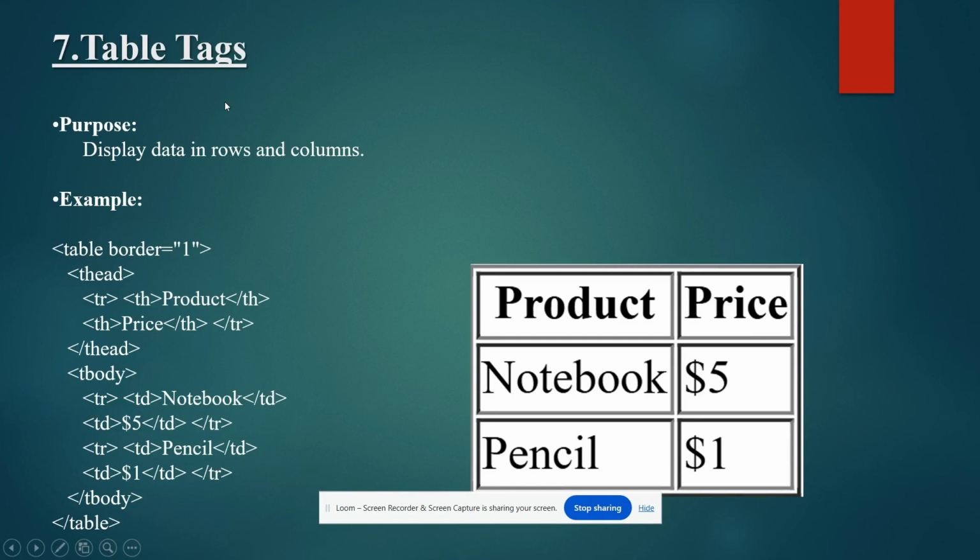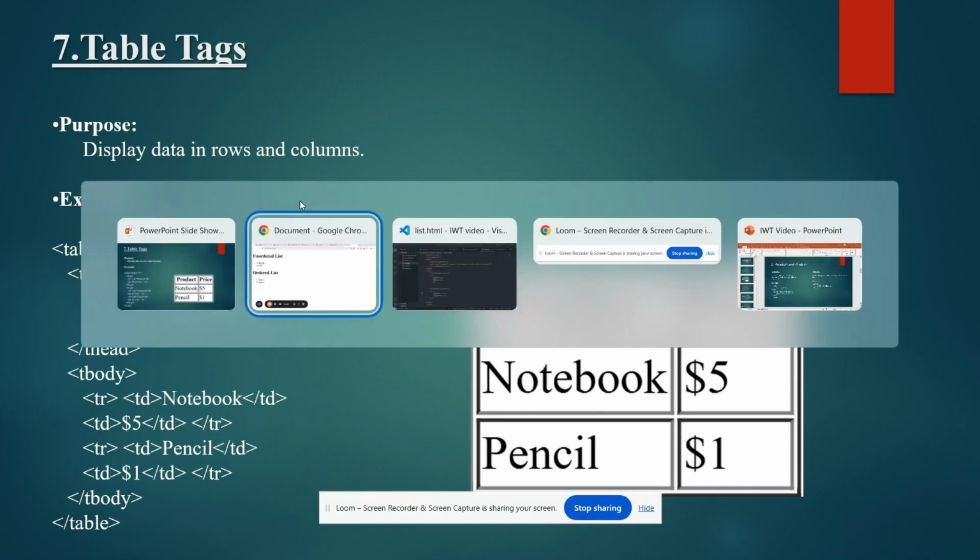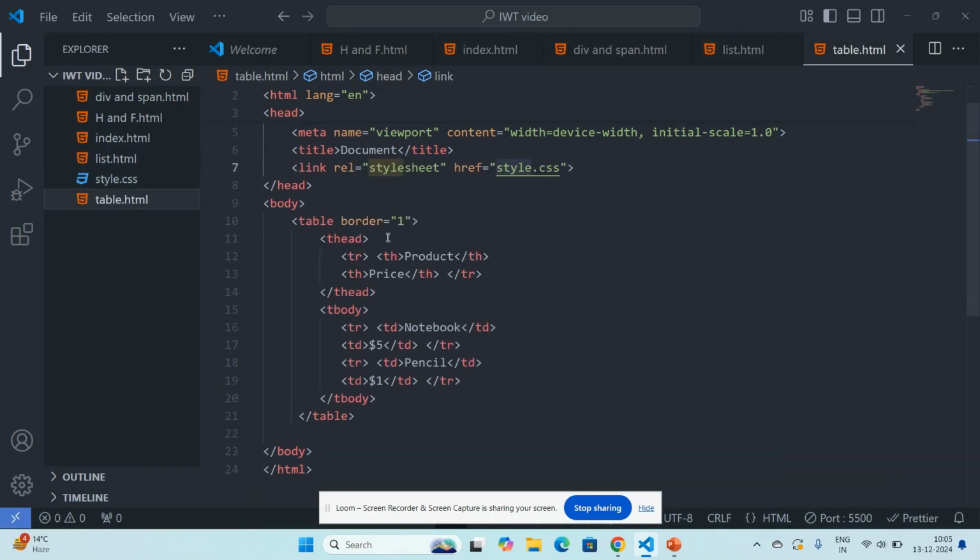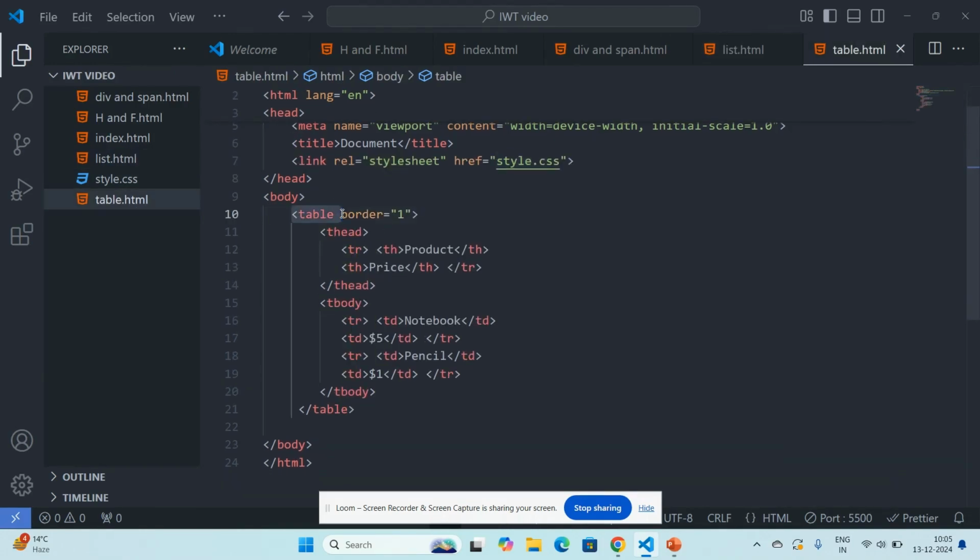Now seventh container tag, table tags. It is also one of the most important tags in HTML. The purpose of using table tags is to display data in rows and columns. Here, see the example. There is a table tag which starts with table, and inside the table there is a thead tag which means table heading, inside which we are using tr for making rows and th for inserting columns and data. Then we are using the tbody tag, and inside tbody we are inserting more rows and columns, and at last we end the table using the closing tag of table.